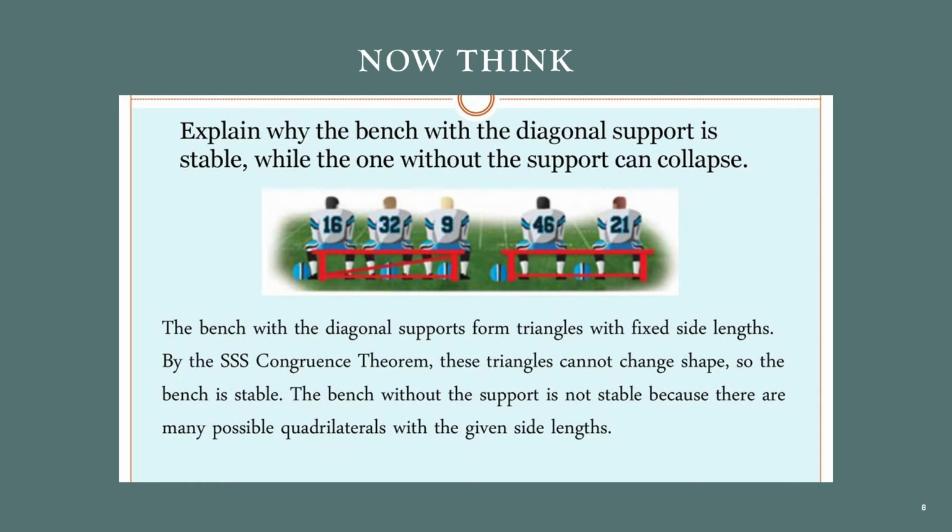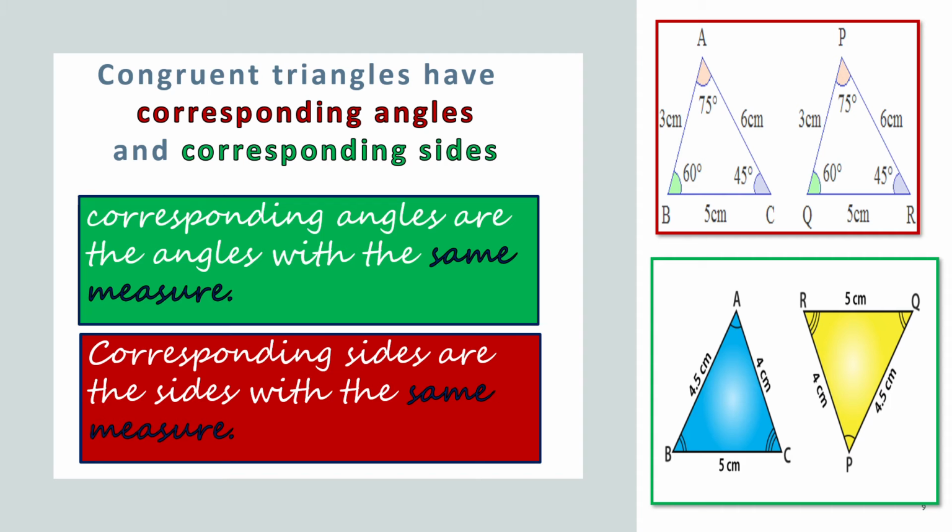Yes, you are correct. The bench with the diagonal support forms triangles with fixed side lengths, that is SSS congruency. So these triangles cannot change shape. So the bench is stable. Even if a few more are standing, it will not break. And the bench without the support is not stable because there are many possible quadrilaterals with a given side length. I hope now you are clear why we are giving so much emphasis on triangles.